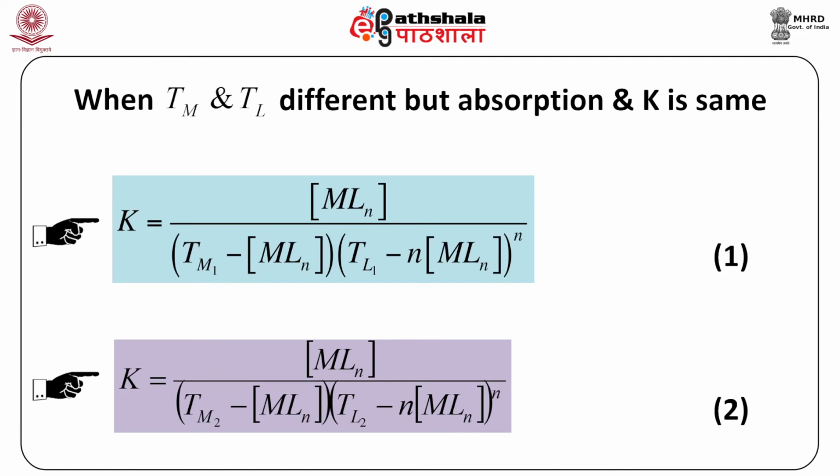When TM and TL values are different, but absorption and K are the same, in this case the value of K is represented by this equation. Now, from the solution of the above equations, where the values of TM, TL and MLn are known, we can find out the value of the stability constant K.